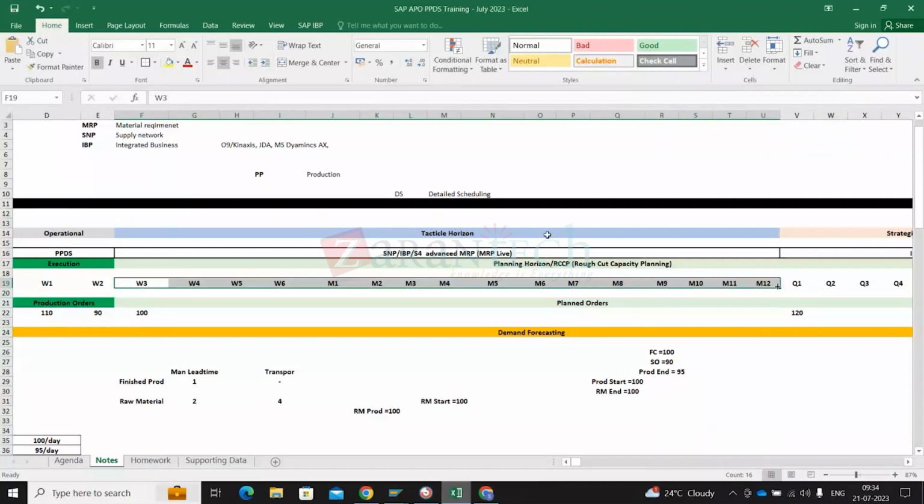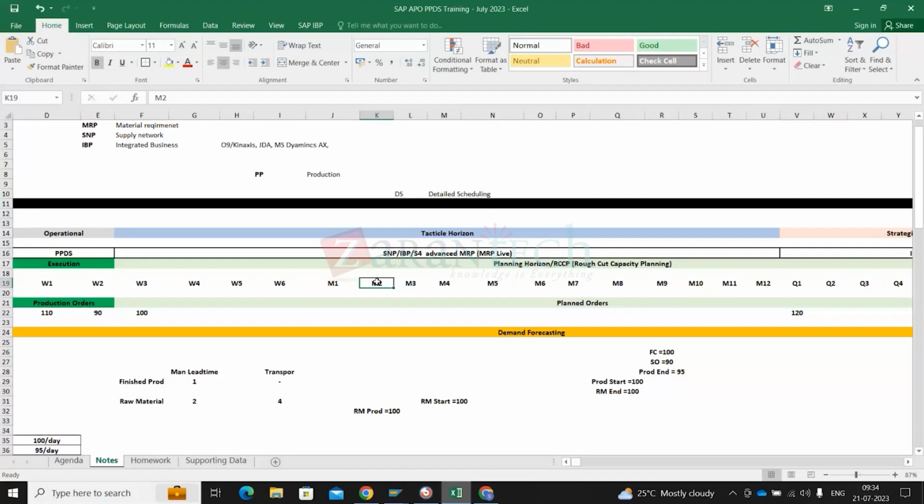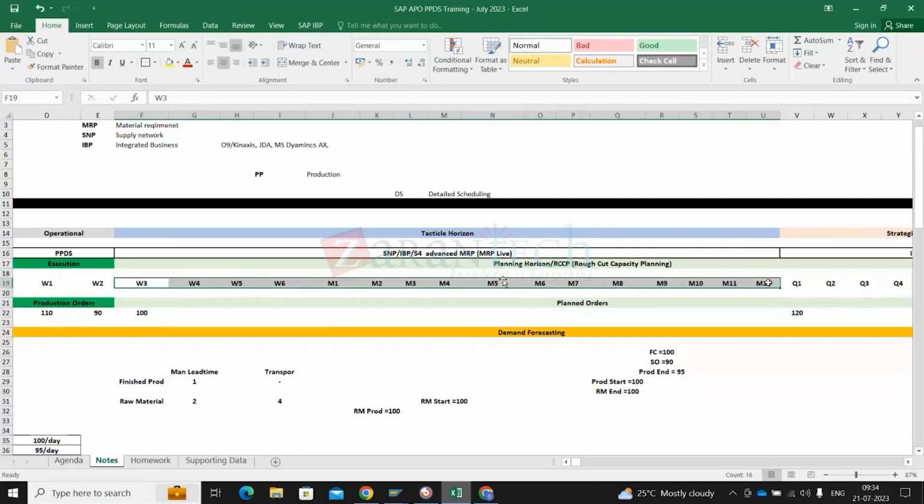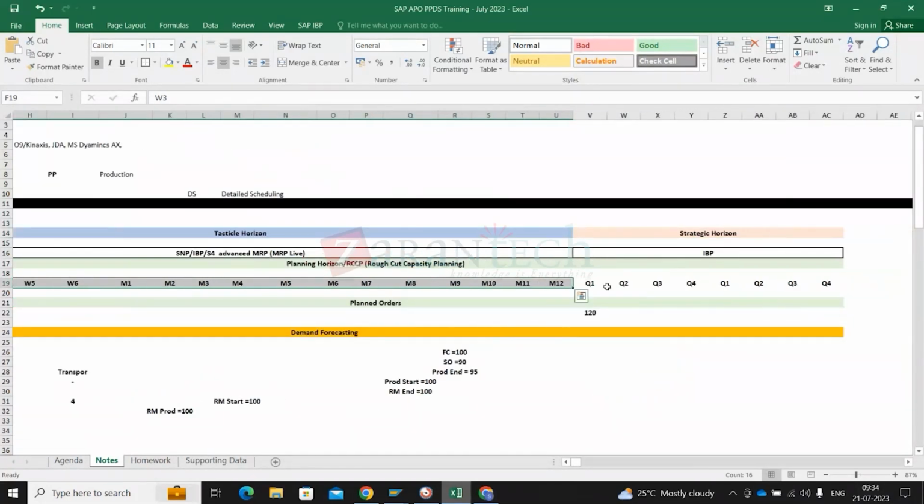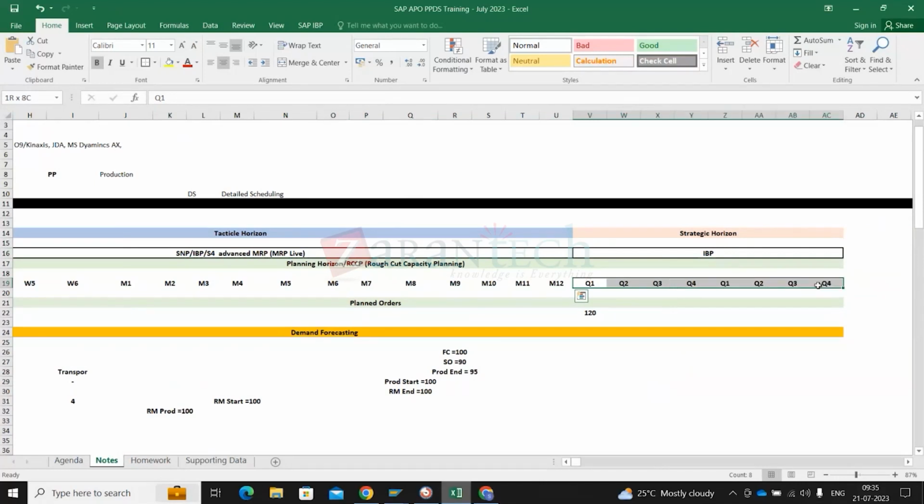Then from week 3 till month 12, this is the tactical horizon. What are we doing there? We are just doing network planning, correct? Network and production planning, for example, because there will be planned production orders created as well as procurement orders created. Here, if you see lower capacity or higher capacity, we are adjusting the demand and adjusting the supply, and so on. And afterwards, from quarter one of next year to quarter four of the year after, for the next 2 to 3 years horizon, we are doing strategic planning.